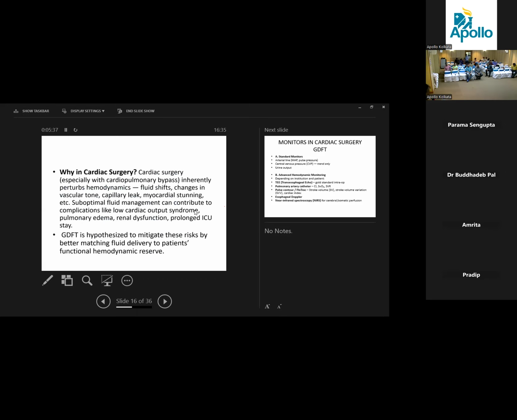So, why should we use goal-directed fluid therapy in cardiac surgery? All cardiac surgery cases, specifically those on CPB, cardiopulmonary bypass, show inherent hemodynamic perturbations like fluid shift, change in vascular tone, capillary leak, myocardial stunning. Suboptimal fluid management can contribute to complications like low cardiac output, pulmonary edema, renal dysfunction, and ultimately lead to prolonged ICU stay.